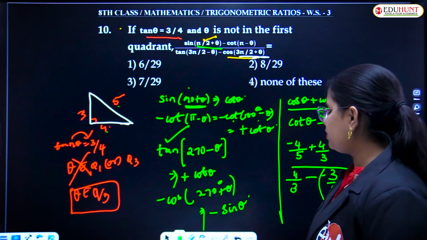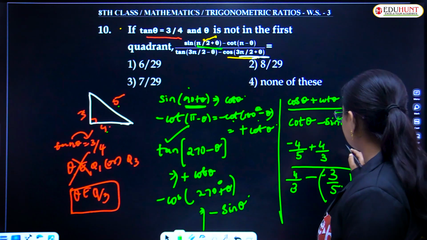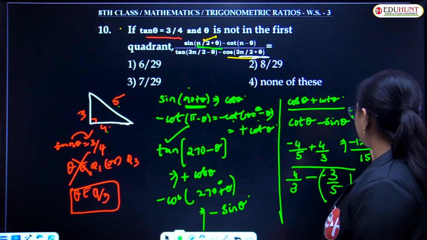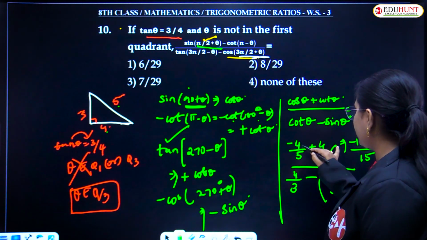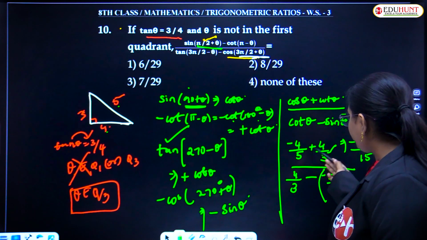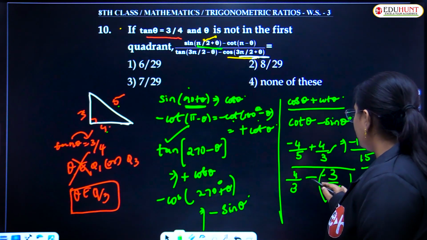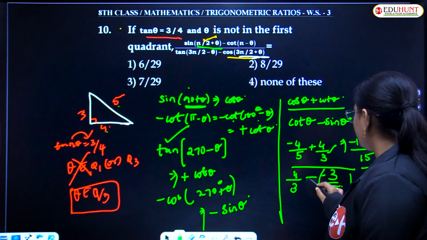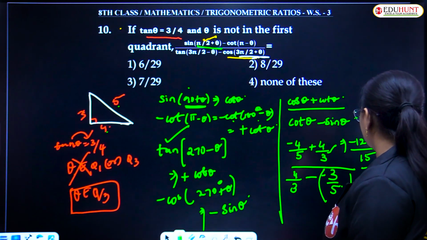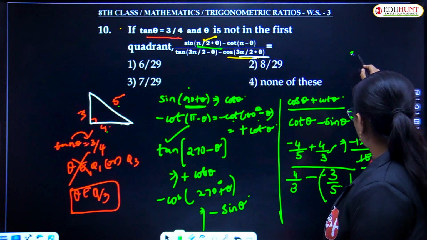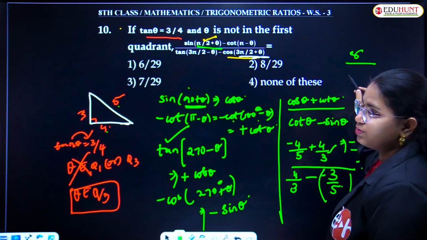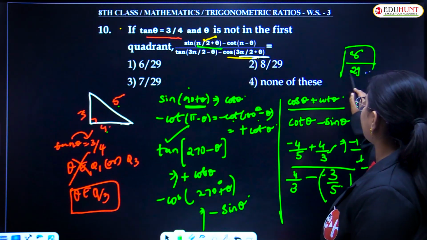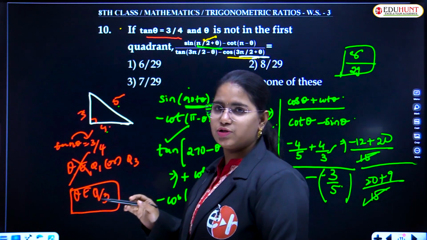Many of you are saying 8 by 29 is the answer. Let's check whether it is the answer or not. Take out the LCM, which is 15: minus 12 plus 20. In the numerator we get minus 3 into 4 is minus 12, 5 fours are 20, whole divided by 4 by 3. As usual 15 is the LCM, which gives 20, and minus of minus 3 threes is 9. Cancel 15 and 15. Minus 12 plus 20 is 8, and 20 plus 9 is 29. This becomes 8 by 29.